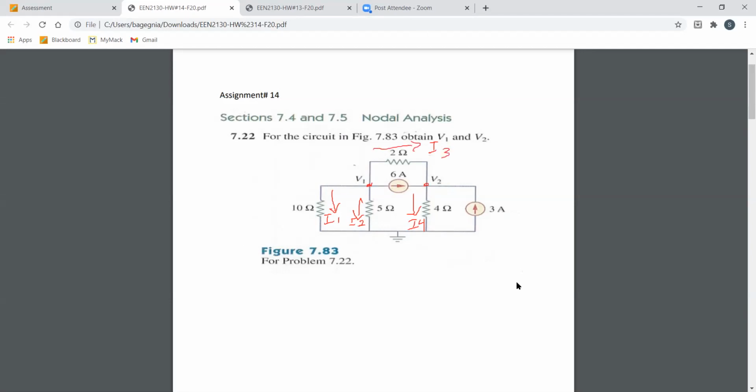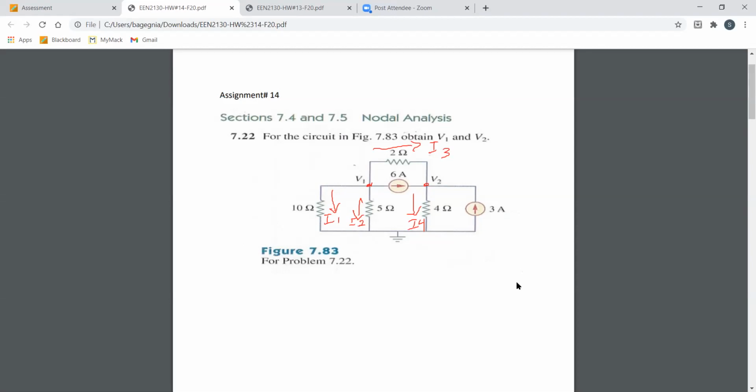So this is step number 2. Step 1, label the nodal voltages V1 and V2 if they are not labeled yet. Step number 2, label the current directions, parallel elements or parallel resistance from top to bottom, horizontal resistance from left to right. Again, you could do the other way if you want.